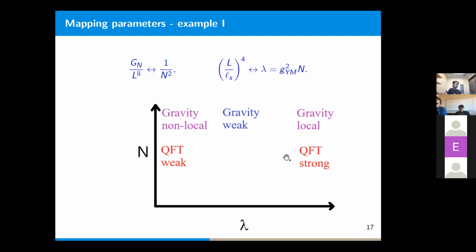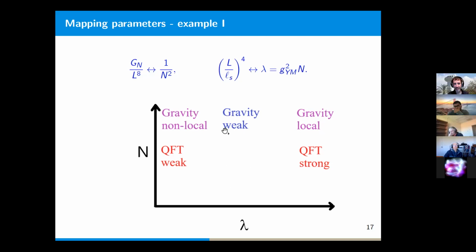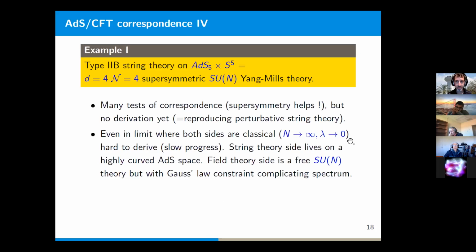But the interesting thing is that the quantum expansions in h bar, if you want, on the two sides do not map to each other. The expansion in h bar in the field theory corresponds to this horizontal axis, while the expansion in h bar in the gravity theory is this vertical axis. And in particular, we do have a limit where both sides are weakly coupled and semi-classical, which is this limit of large N and lambda goes to 0.